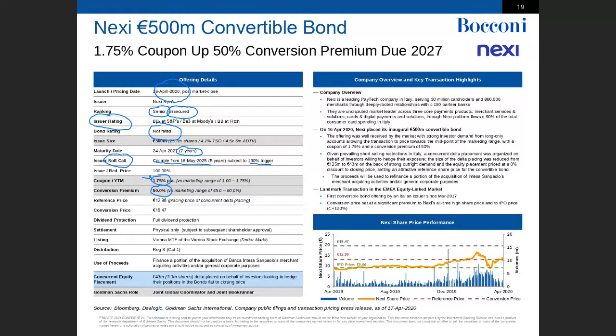Reference price, what was the 80 euro in our example, in this case was 12.19. As a result, 19.47 is the conversion price. You got full dividend protection, and you got the title as well. And you know, Goldman Sachs was one of the bookrunners, a global coordinator.